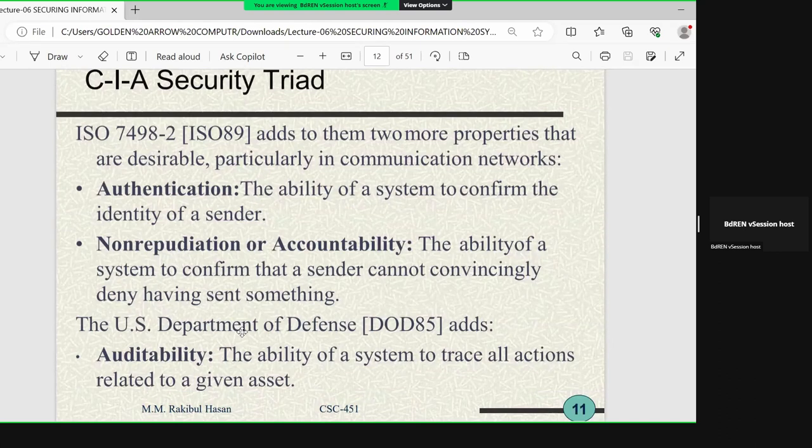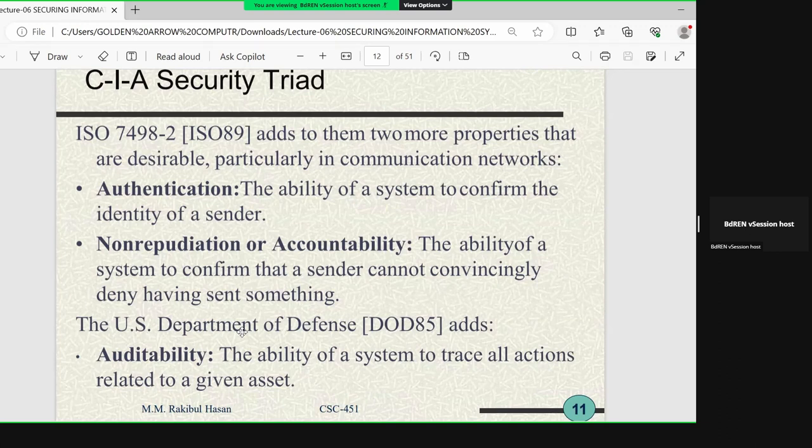In Bangla, it is called jawabdihita, accountability. Sometimes we say you are accountable for that. That means liable, responsible. According to this parameter, if any sender sends any document to another person, it will be recorded. Later on, that person will not be able to deny.